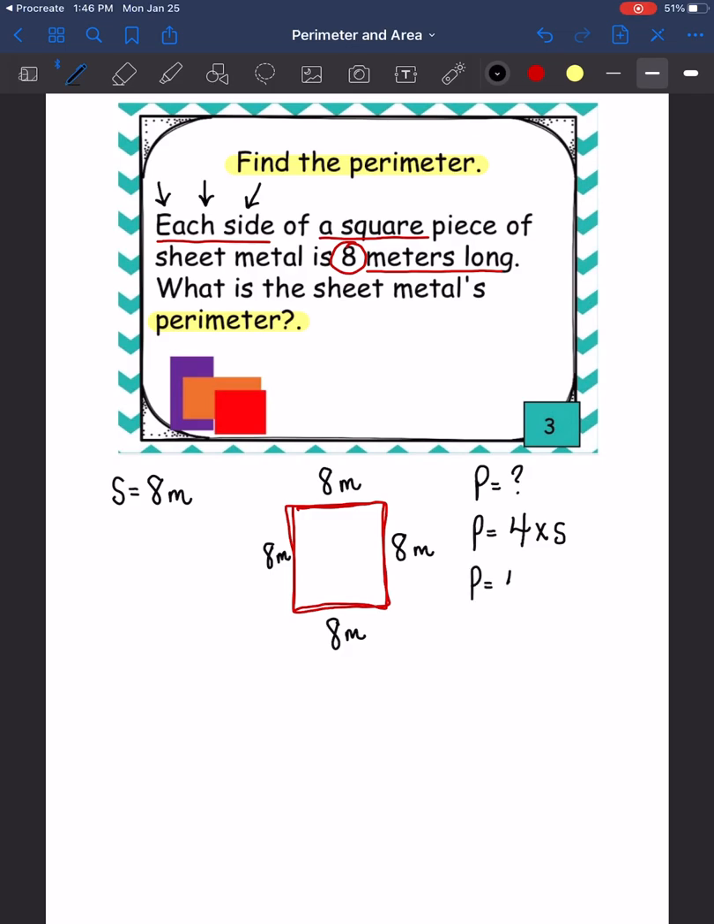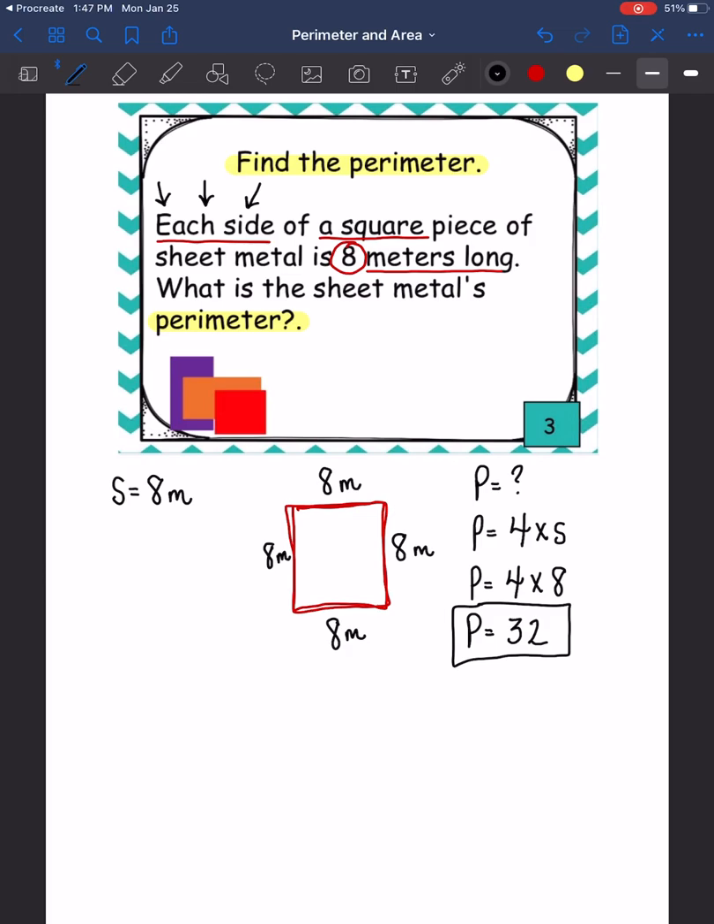So I'm going to continue to write it out, and I'm going to write 4 times 8 because S equals 8 meters. And then I'm going to come off to the side, and we're going to calculate 4 times 8, which is 32 meters. I forgot to write the m, but you are supposed to write the m afterwards to signify that the perimeter is 32 meters long.